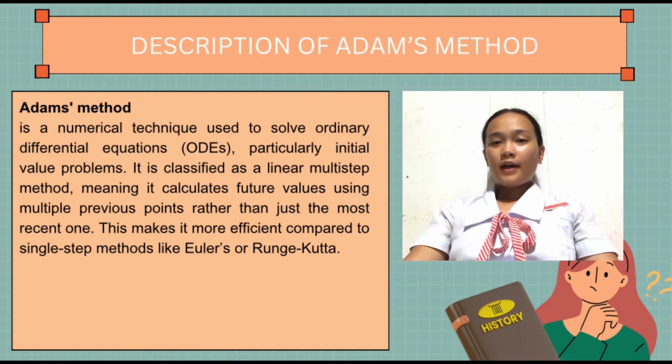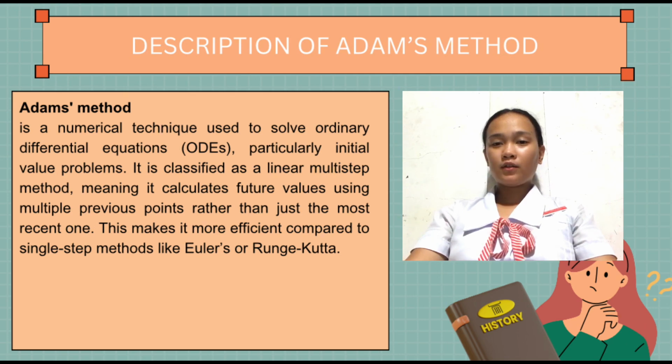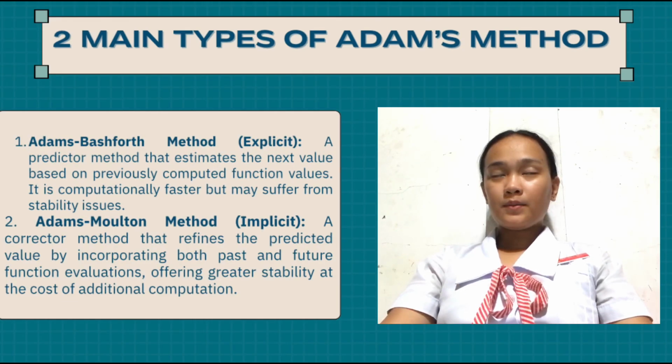Adams' method is a numerical technique used to solve ordinary differential equations, particularly initial value problems. It is classified as a linear multi-step method, meaning it calculates the future values using multiple previous points rather than just the most recent one. This makes it more efficient compared to single-step methods like Euler's and Runge-Kutta. There are two types of Adams' method.